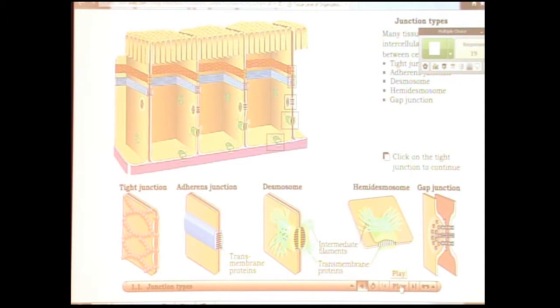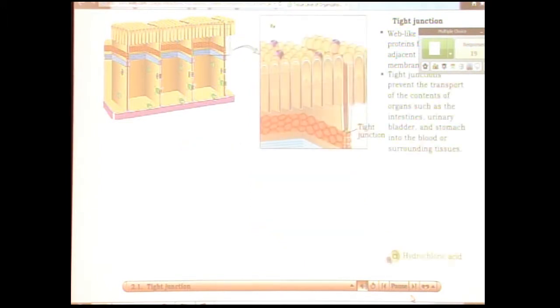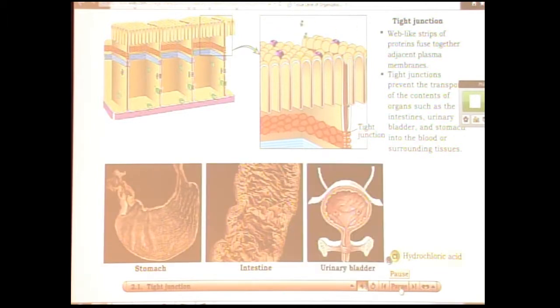All right, so let's start with our tight junction. The tight junction is an area where the plasma membranes of adjacent cells are fused together. These junctions protect underlying tissues from harmful substances by restricting the movement of substances, like hydrochloric acid, in the spaces between cells. Tight junctions are found in tissues lining the surface of organs and body cavities, such as the stomach, intestines, and urinary bladder.